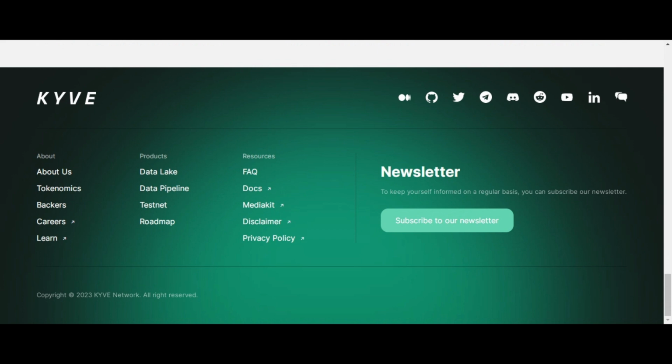Details. Token supply, 1 billion KYVE. Raised, $11,800,000. Legal, blockchain platform, Cosmos SDK, registration year, 2021.